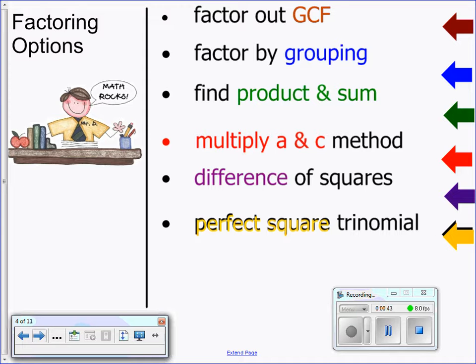Remember our factoring options. You should always look for your GCF. If there's 4 terms, go factor by grouping. If there's 3 terms, look for your product and sum. If your A is greater than 1, you're going to have to multiply A and C. If you only have 2 terms, look for a difference of squares. And then check for perfect square trinomials. Just maybe you can get a shortcut.